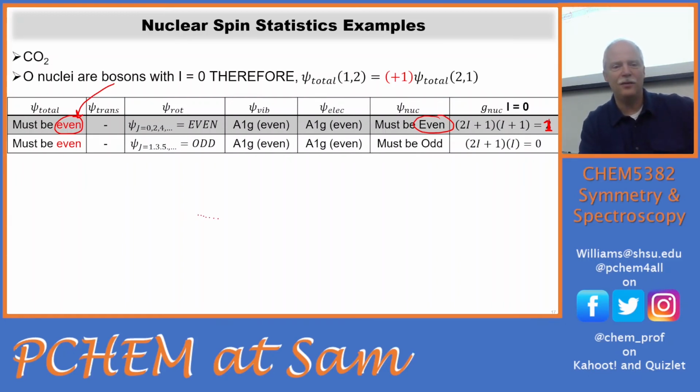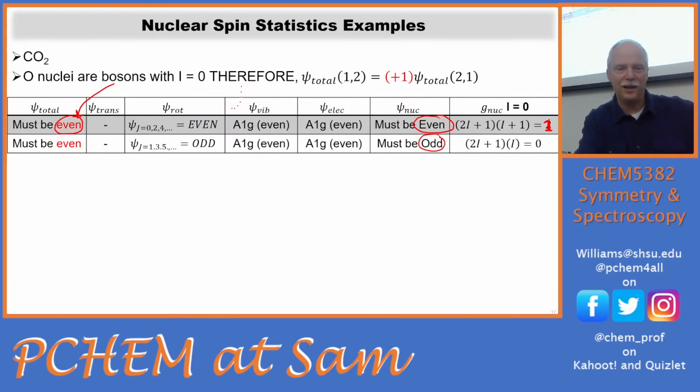Now the rotational levels are odd, so I need something odd to cancel that out. So my nuclear wave function must be odd. And so I put in 0 here, I get 1. But then I put 0 here, I get 0. So it's a degeneracy of 0.